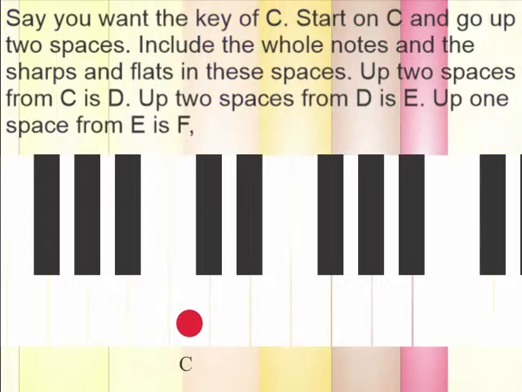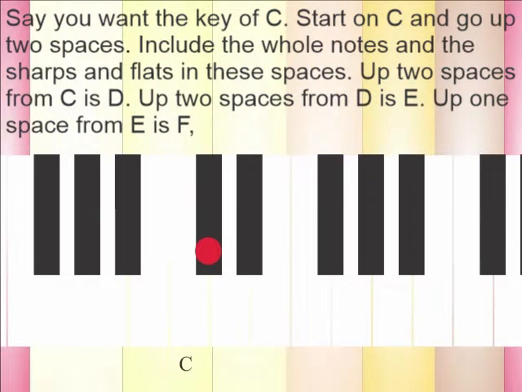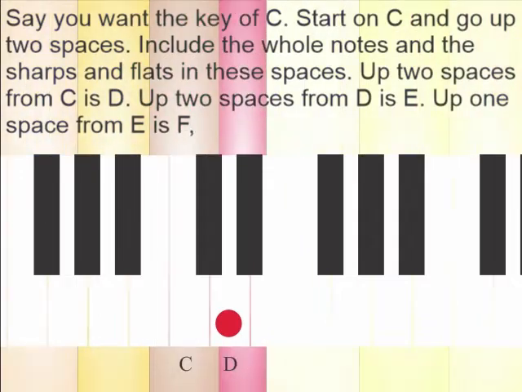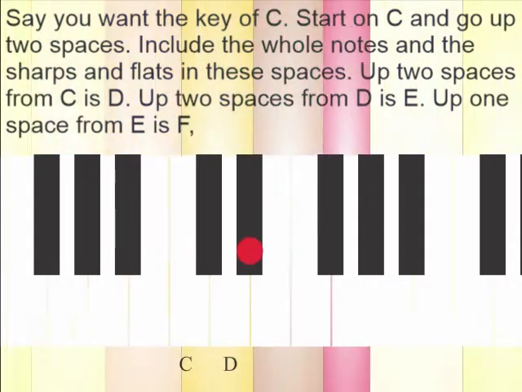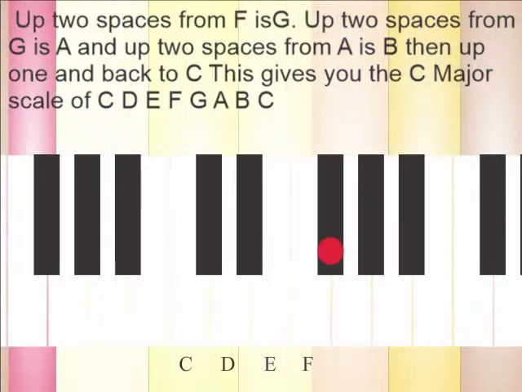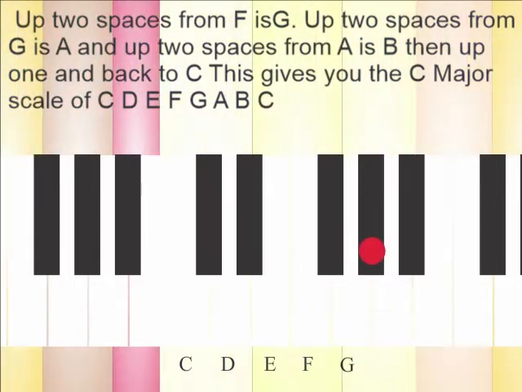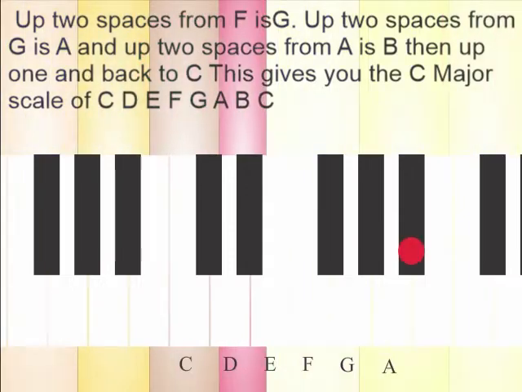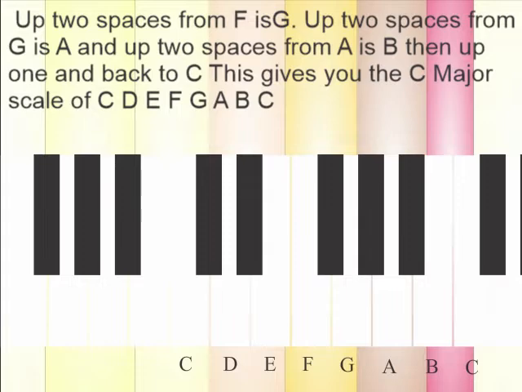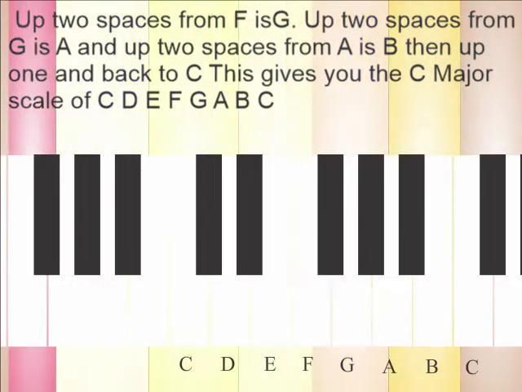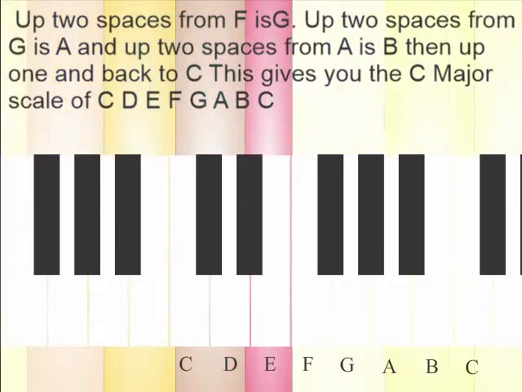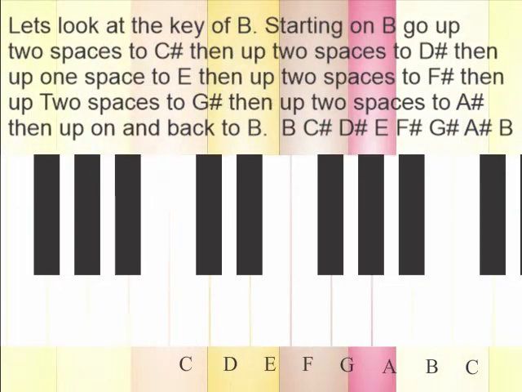Start on C and go up 2 spaces. Include the whole notes and the sharps and flats in these spaces. Up 2 spaces from C is D. Up 2 spaces from D is E. Up 1 space from E is F. Up 2 spaces from F is G. Up 2 spaces from G is A. Up 2 spaces from A is B. Then up 1 space and back to C. This gives you the C major scale of C, D, E, F, G, A, B, C.